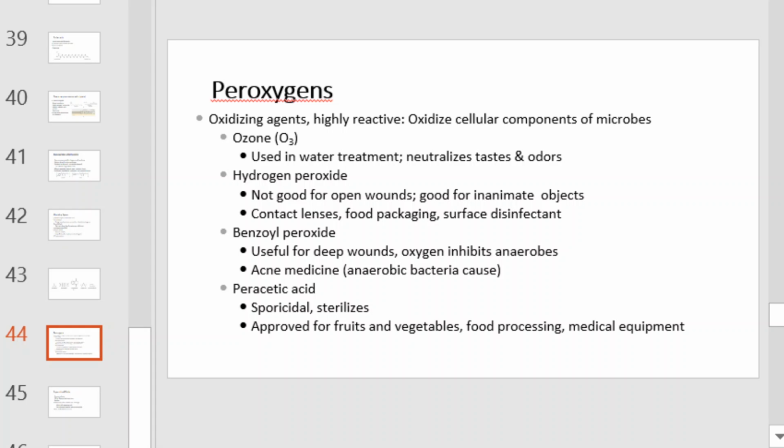Peroxygens can be used in water treatment. They can be used for contact lenses and food packaging. They can even be used in acne medication. Their application determines the quantity or concentration that will be used, and the desired end product will determine the volume and time of exposure.